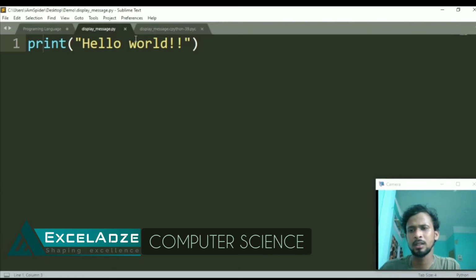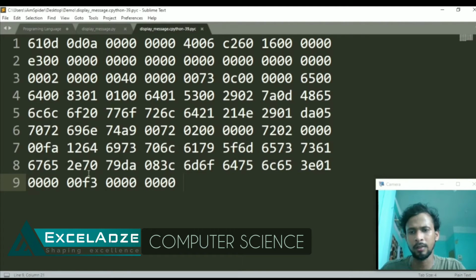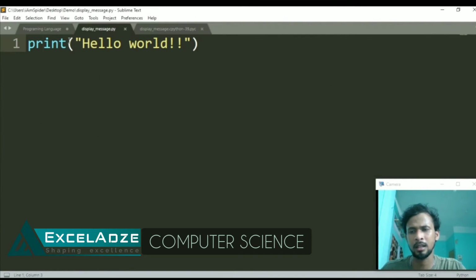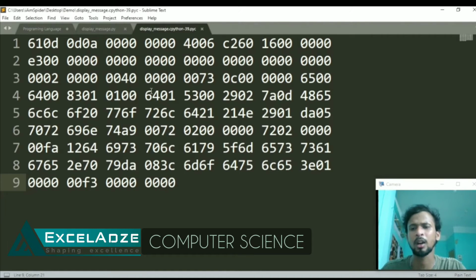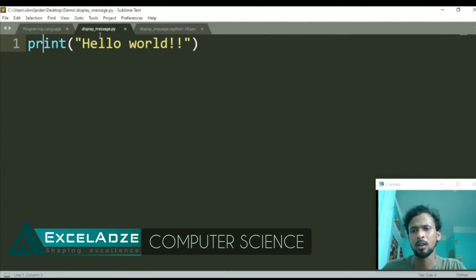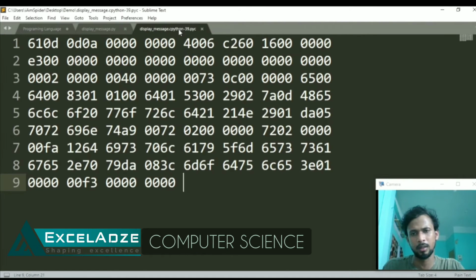This high level language needs to be converted to low level language, the language that can be understood by the computer. So this is the instruction and this is the low level language for this instruction, the conversion of this high level language. So here you have seen the high level language, and at the side the low level language. This conversion is done with the help of some programming language.